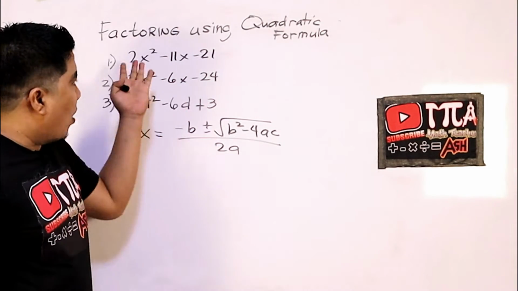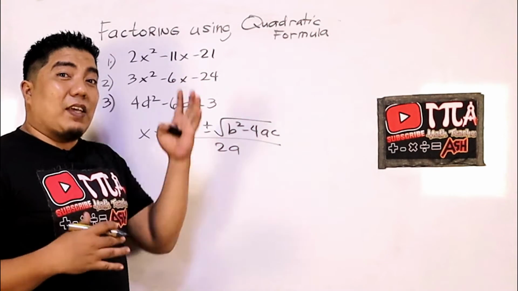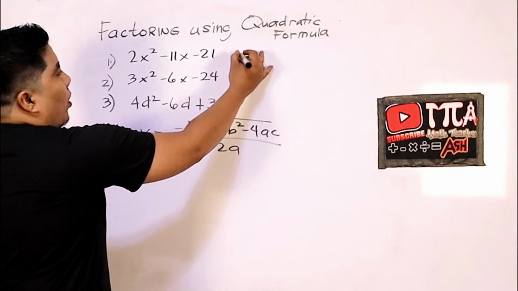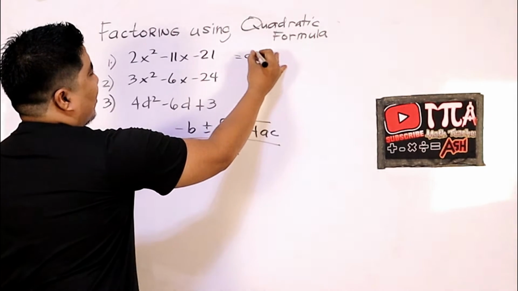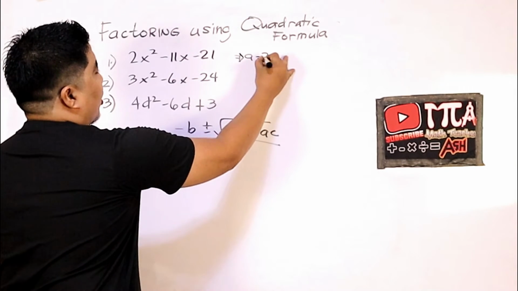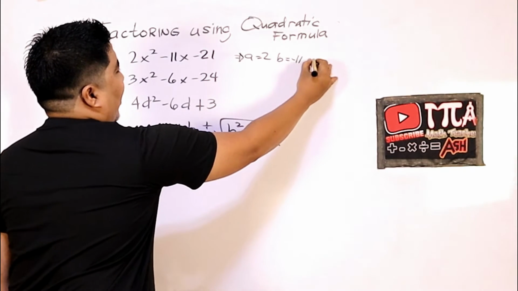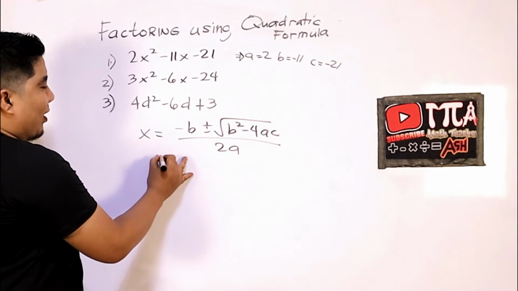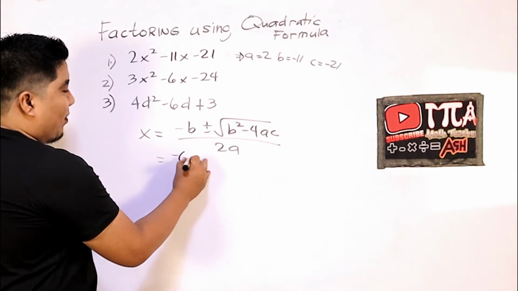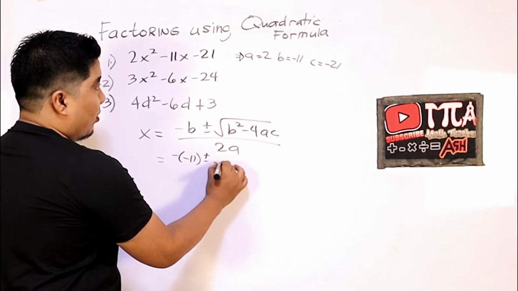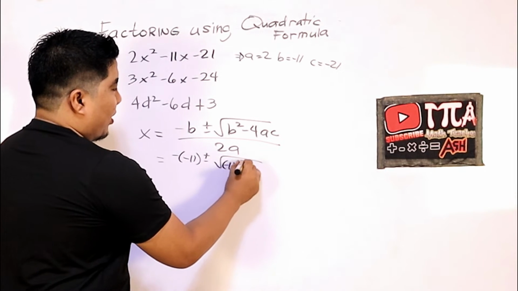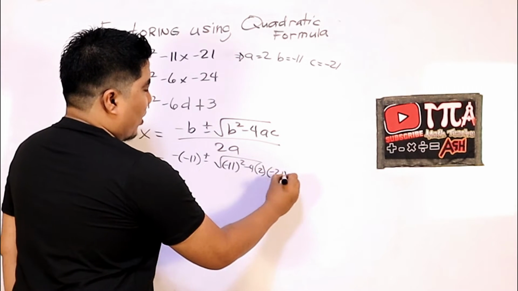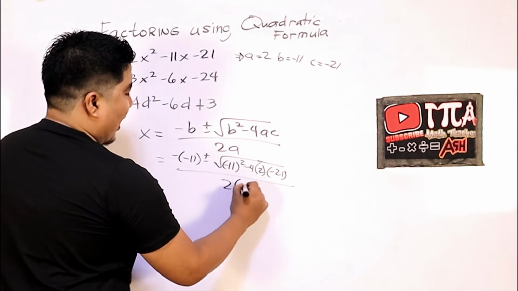Okay, let's start. How do we get the factors of these given three polynomials? Alright, for problem number 1, we will first set our a. Our a here is 2, our b is negative 11, and our c is negative 21. Applying our quadratic formula, we have negative of negative 11 plus or minus the square root of negative 11 squared minus 4 times 2 times negative 21, all over 2 times 2.